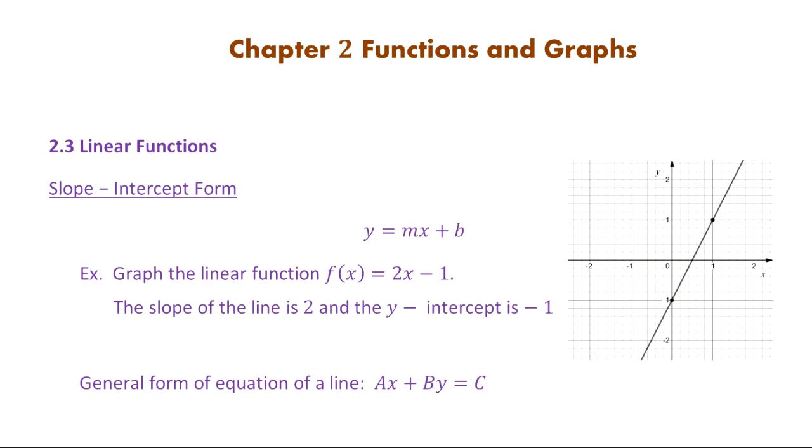So, for example, if you want to graph the linear equation of f(x) equal to 2x minus 1, then obviously the slope is 2 and the y-intercept is -1. So what you can do is you just start from -1 on the y-axis as the first point, and then you're going to move up 2 units along the y-axis, and then move 1 unit to the right to get another point, right? So that's shown in the graph, and then you just draw the line through those 2 points to get a line.